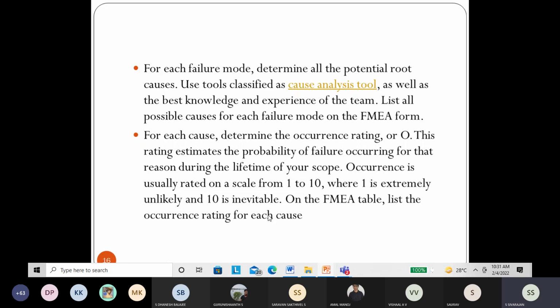Inevitable means unavoidable, or it can be frequently occurring. So on the inevitable side, you list the occurrence again. There is a number for it. In the previous example, I have shown a number for O everywhere.